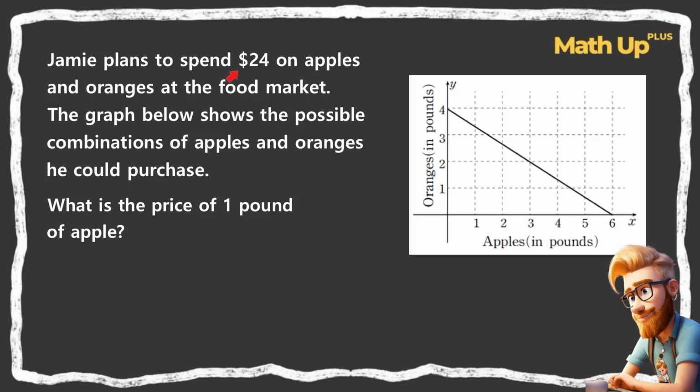Jamie plans to spend $24 on apples and oranges at the food market. The graph below shows the possible combinations of apples and oranges he could purchase. The question is, what is the price of 1 pound of apple? So, this line represents the possible combinations of apples and oranges.